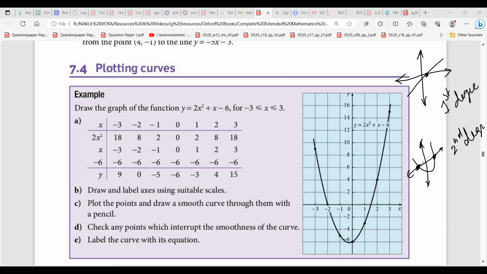So what is the difference between a first degree curve and a second degree curve? One more difference. Sir, what about the third degree? The third degree will cut the x-axis thrice, 1, 2, and 3. That is why we will have 3 answers.